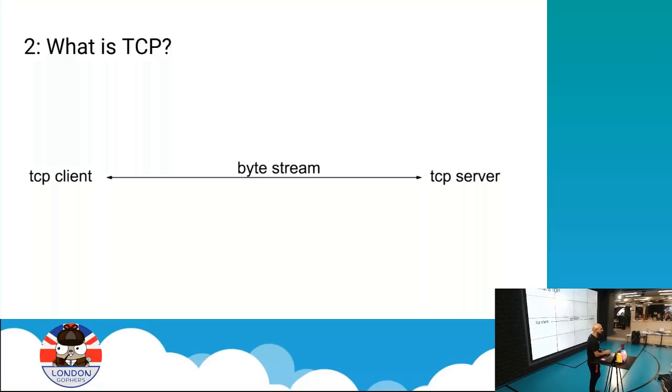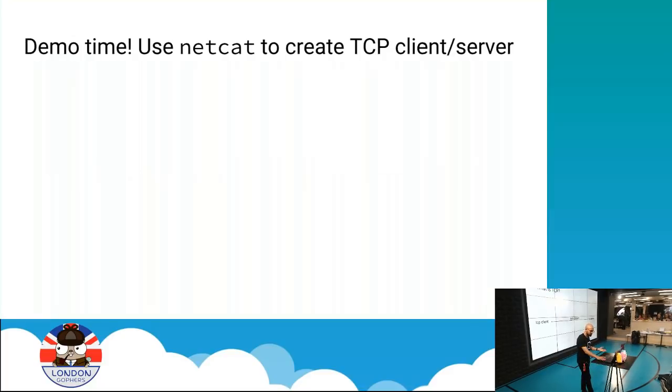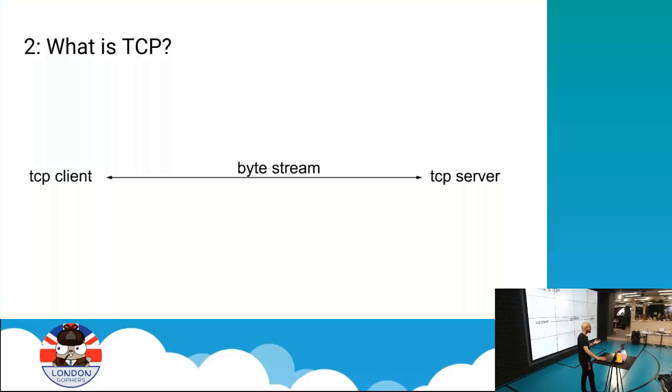TCP is one of the fundamental protocols which the internet is based around. The other one you might have heard about is UDP, which we're not going to talk about today. But TCP is the reliable protocol. You send some bytes down it, and it arrives on the other side in order, without errors, as you expect it to.